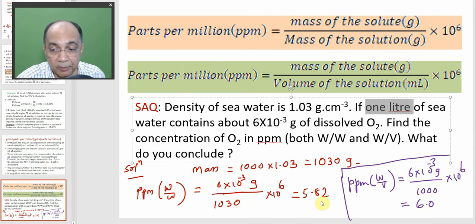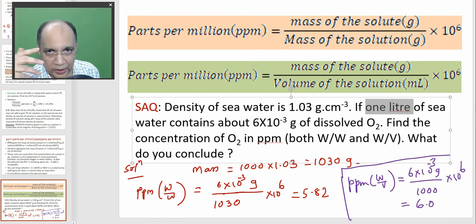So the ppm level of oxygen in seawater is as low as 5.82. Because if you want to find W by V ppm, then mass will be the same, and here instead of mass it is volume, 1 liter into 10 to the 6. It is 6 ppm. So these two are not exactly same. They are nearly same. But whether you are interested in W by W ppm or W by V ppm, the data itself will speak.